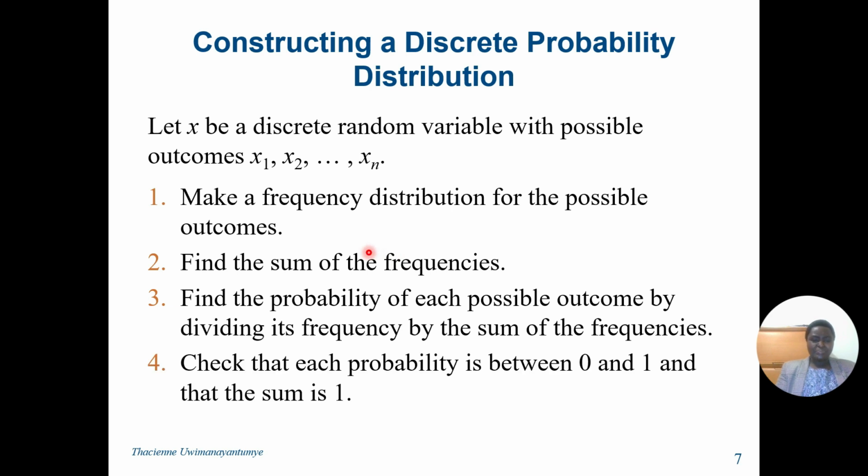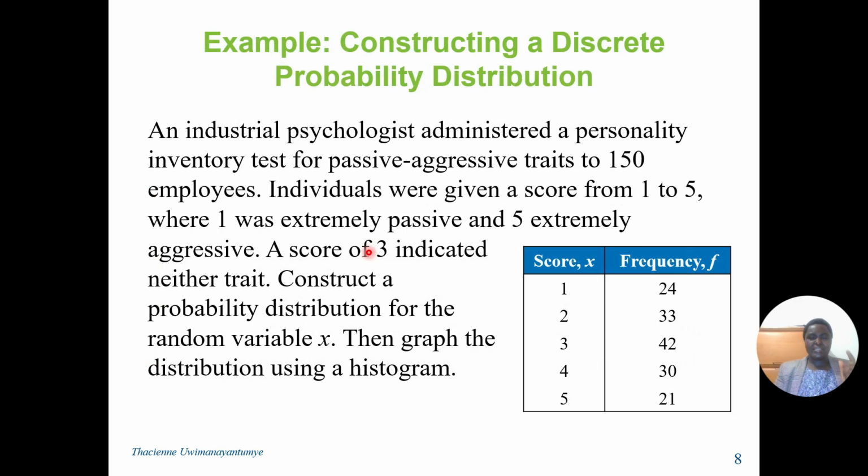And finally, you have to check that all the probabilities you find are between 0 and 1, and also sum up all the probabilities and see if they sum to 1. Let's see one example here.